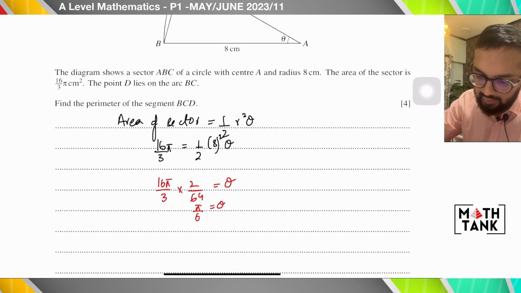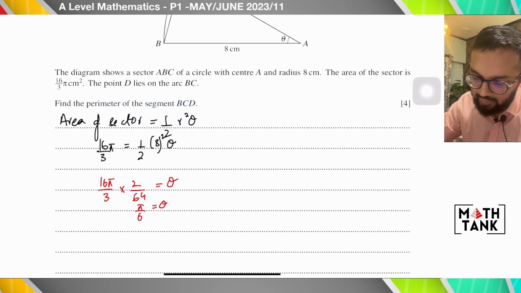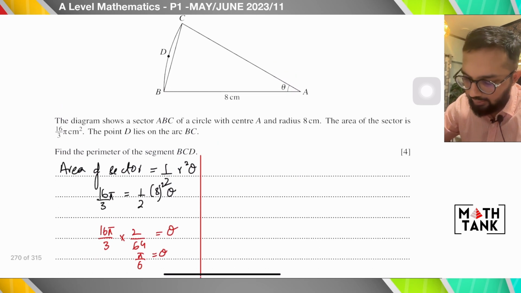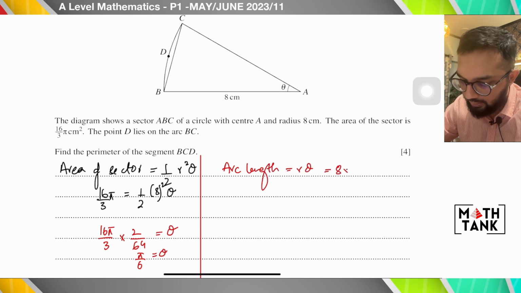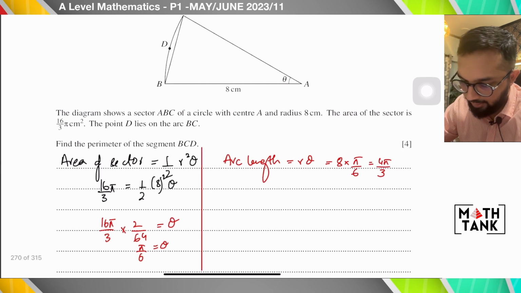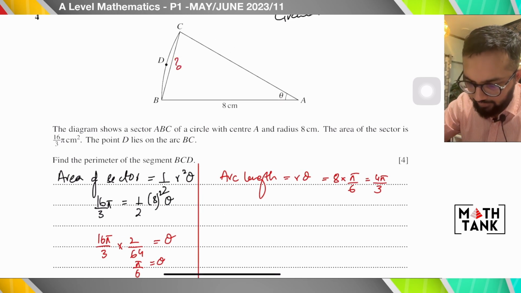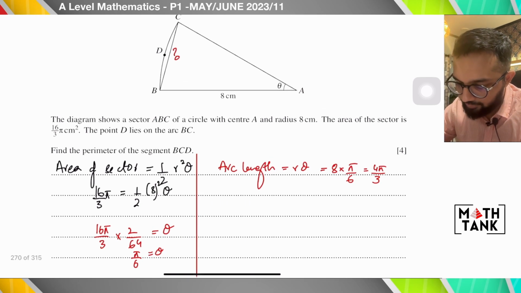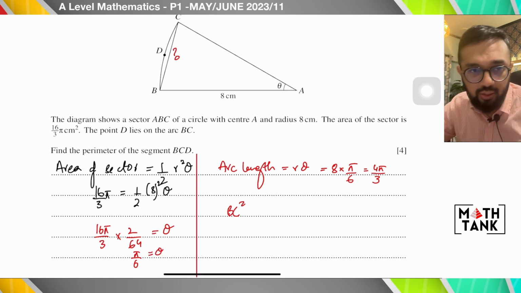So once I have that, what I can then go on and do is find out the arc length, and say that's r theta, and that's 8 into pi over 6. That gives me 4 pi over 3. In order to find this side, I'm going to use the cosine rule. I'm going to say that BC squared.